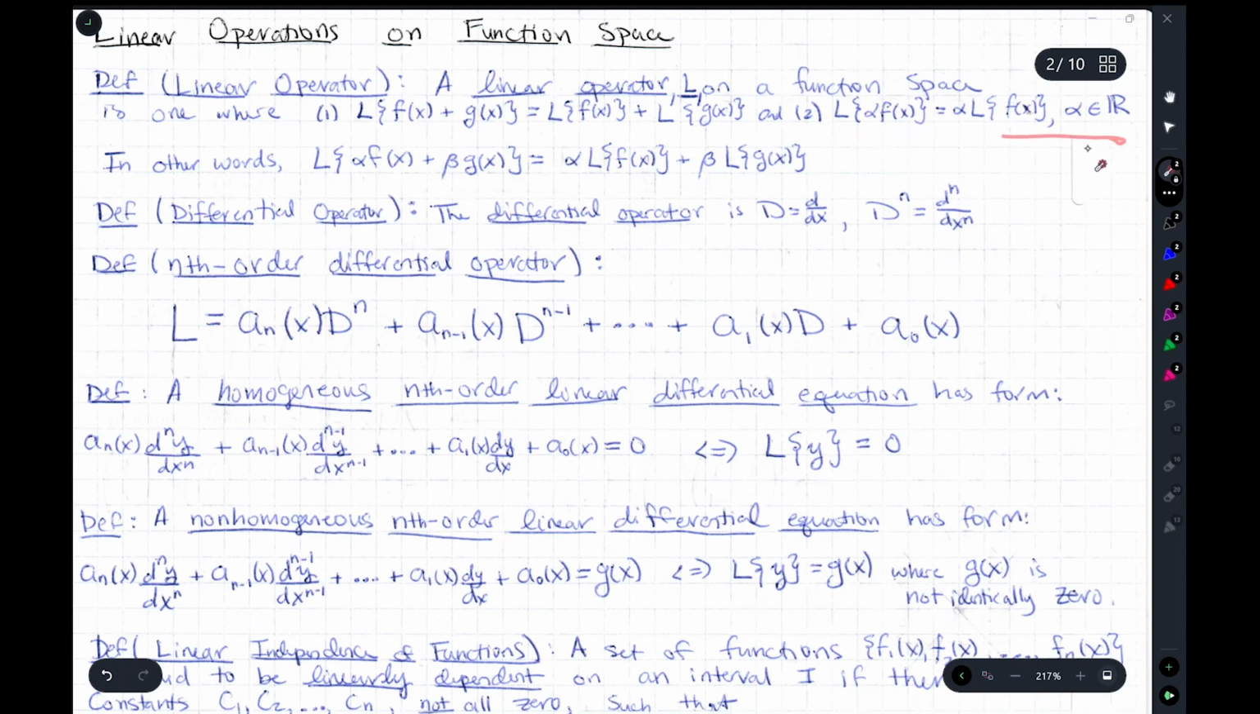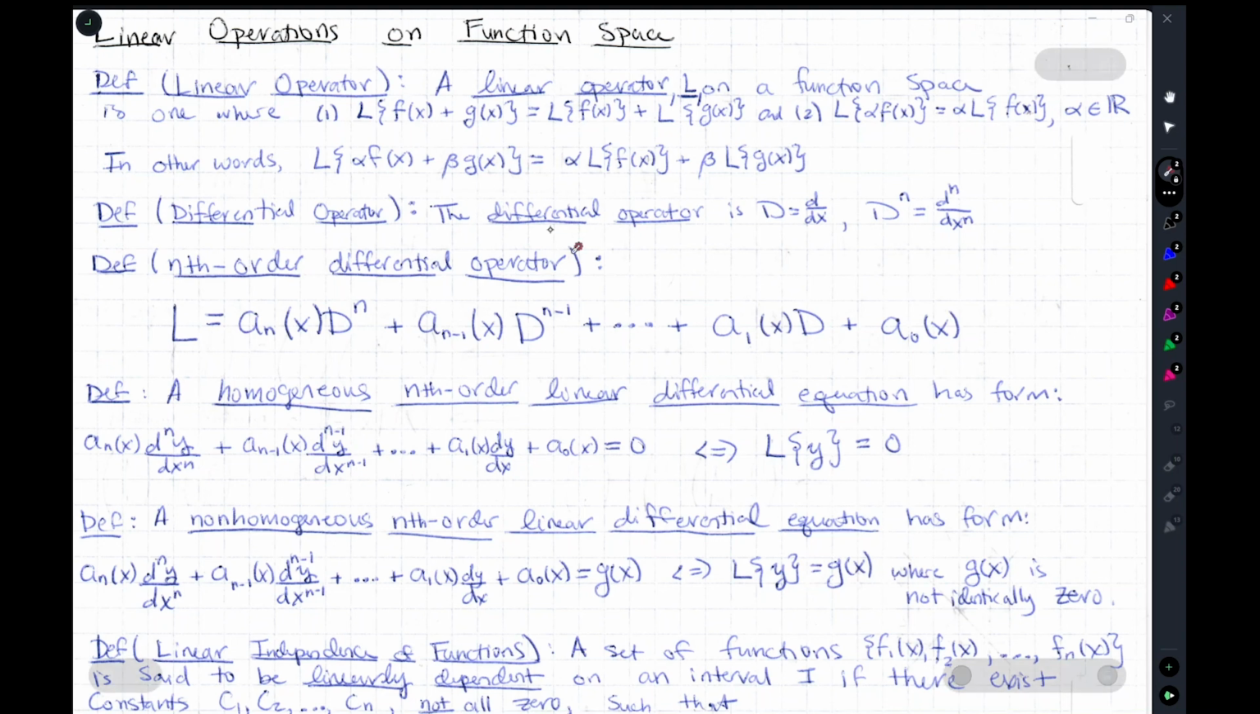And the second condition is that a constant times a function with the linear operator acting on it is equal to that constant times the linear operator operating on the function. In other words, linear operations commute with scalar multiplication. So those are the two conditions of linear operators. You could write this in one sentence by saying that for scalar multiples alpha and beta on the functions f and g, you get this relation, which occurs if these two are true.